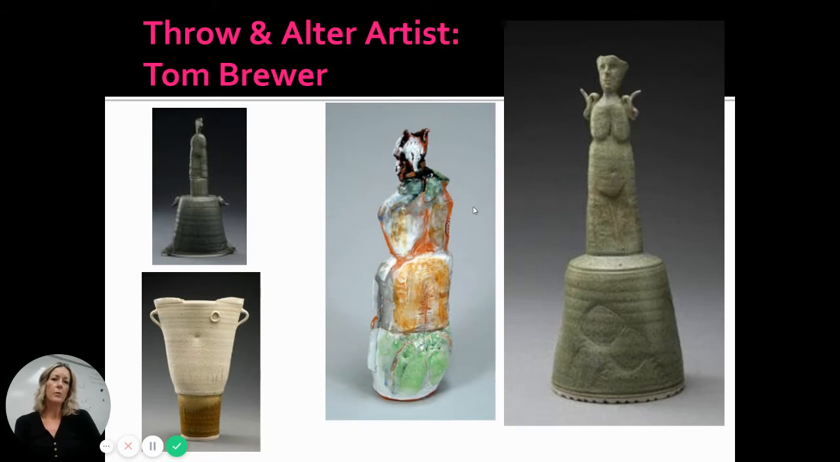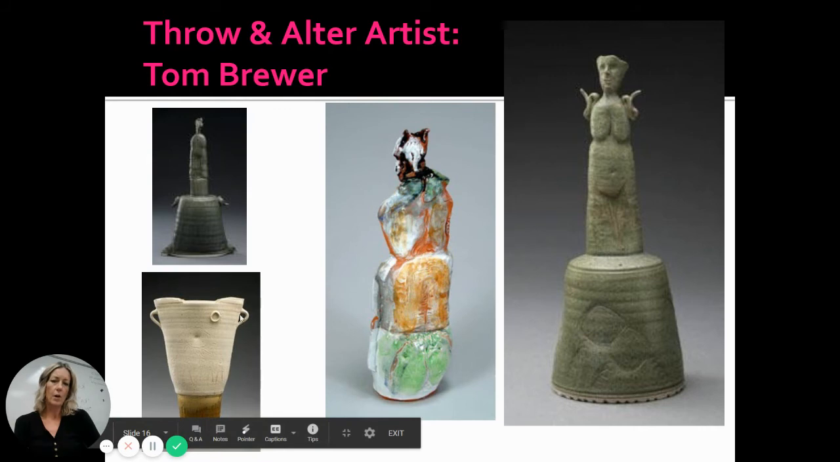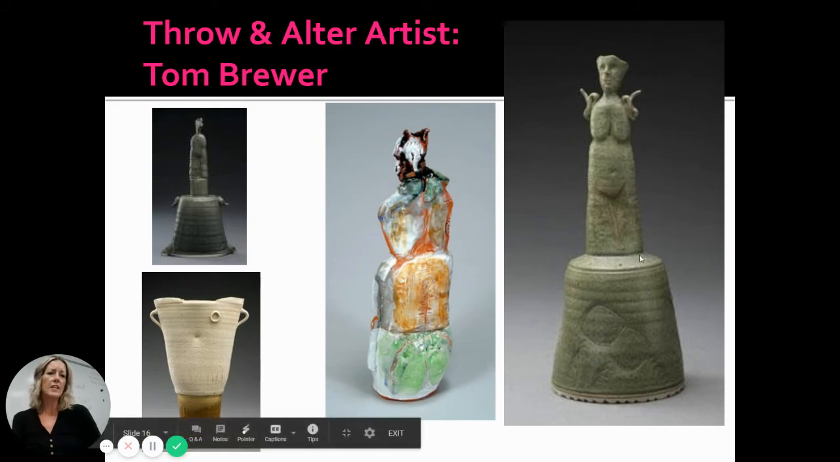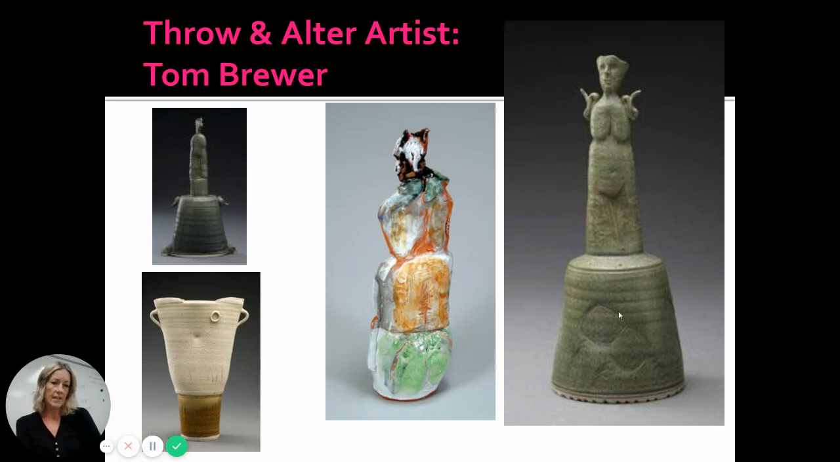So I'm just sharing with you a few artists that are known for their throw-and-alter work. This is Tom Brewer. He works with very vertical pieces. Most of his are sculptural, but of course he also does quite a bit of utilitarian as well. But it's obvious to see how things are joined together. So he definitely works with joining, making different parts that stem from the wheel. They come from the wheel, and then when they're leather hard and trimmed, they get manipulated and altered and joined together with other pieces.